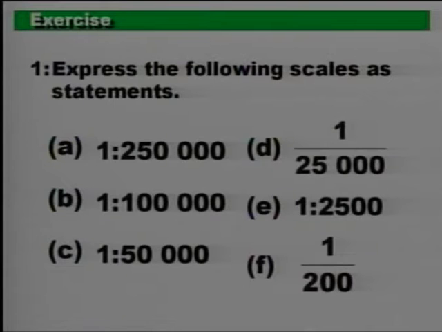1 to 25,000. Mason, 1 over 25,000, that's yours to explain. 1 to 2,500, you'll do the explaining for 1 to 2,500. And the last one, 1 over 200, Gibes will do the explaining. Okay, quickly, let's start off with the explaining. Just explain to the class how you would have got your answer in converting these to meters and or kilometers.